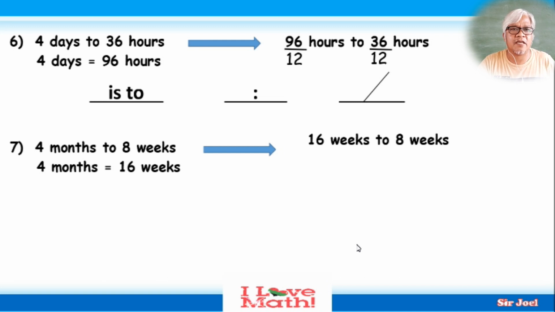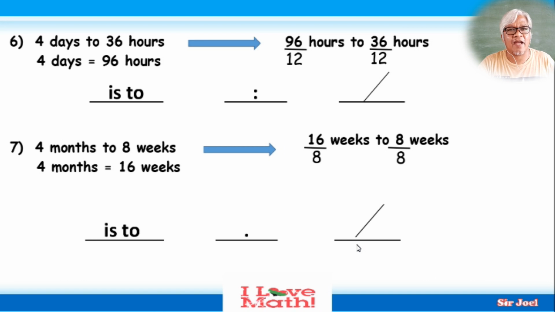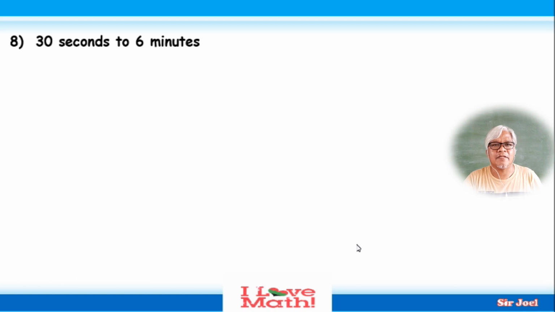Again, observe 16 and 8. Pareho silang divisible by 8. Kaya niyong isolve ang 16 divided by 8 and 8 divided by 8. Tama? If yes, then you can write your answer dito sa baba. Okay? 16 divided by 8 para sa unang sagot is to 8 divided by 8 para sa pangalawang sagot. Then your answer in "is to," palitan lang ng colon symbol, and palitan ng vinculum, kompleto na ulit ang inyong kasagutan. Next, example number 8.